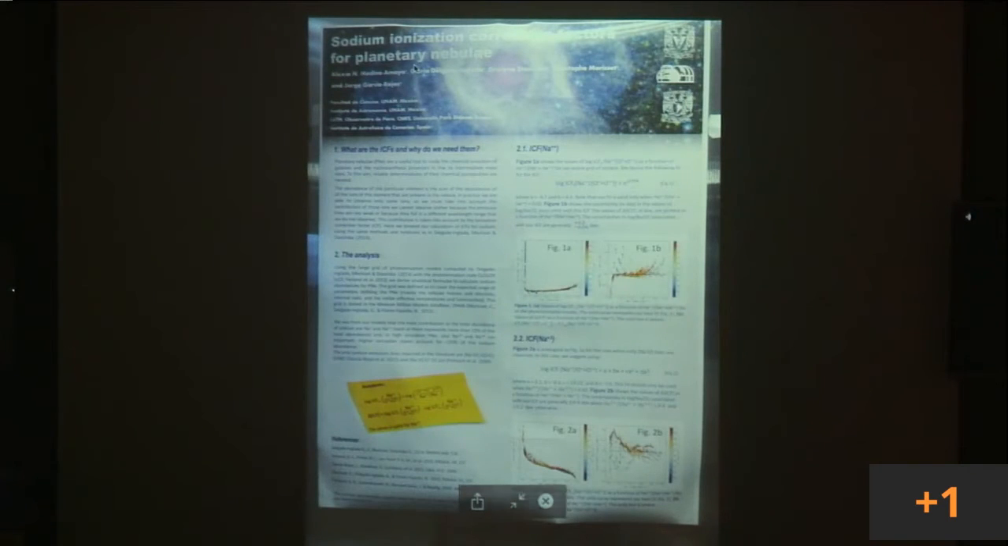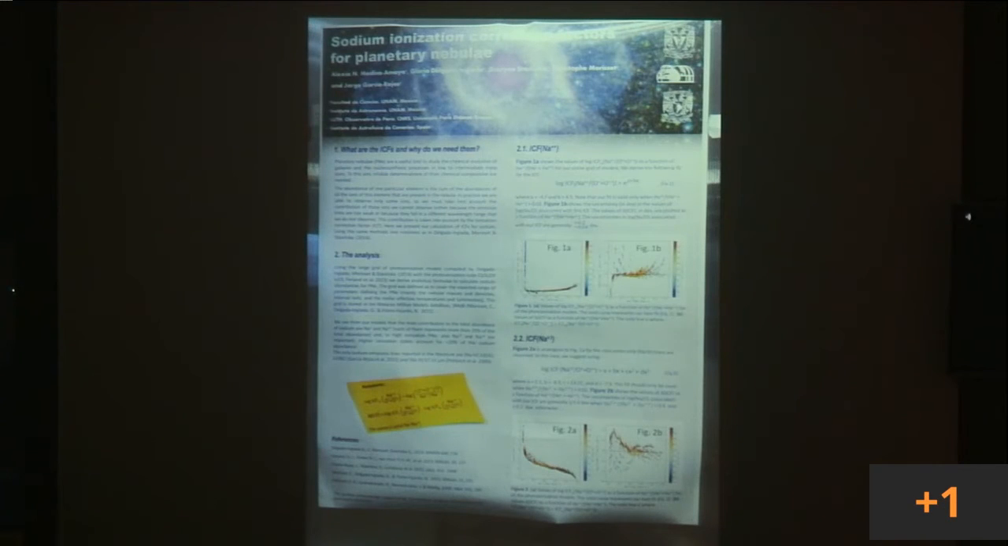Hello, my name is Alexia Medina. I'm an undergraduate student working with Dr. Delgado Inglada. And here I present poster number 12. It's about ICFs for sodium in planetary nebulae. Let me explain very quickly.